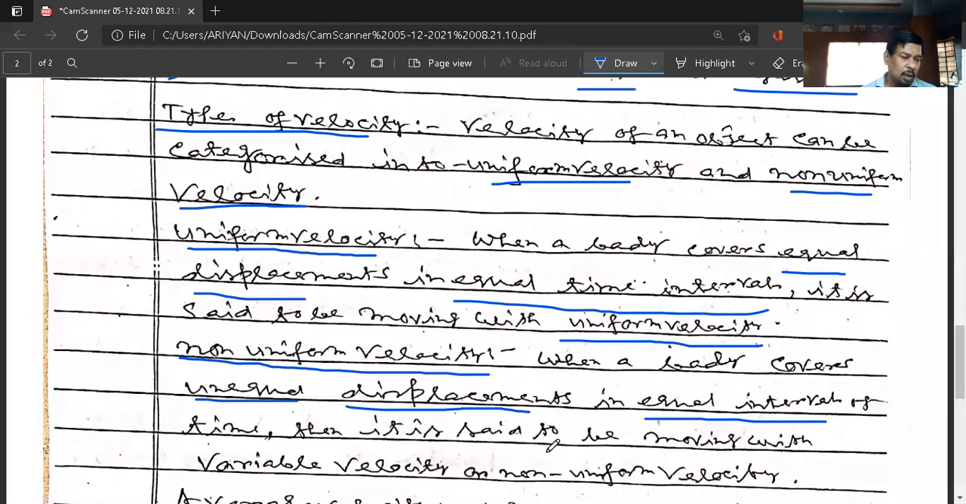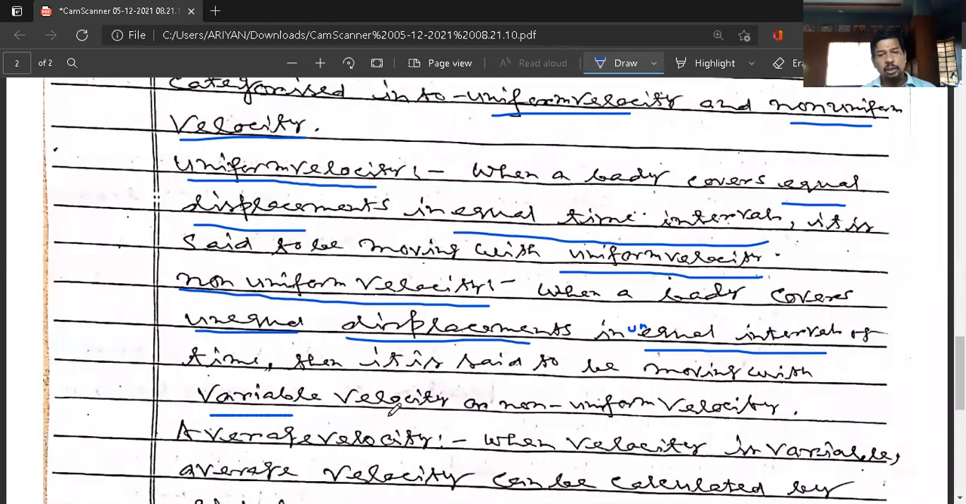Do you understand? Velocity has two categories: uniform velocity and non-uniform velocity. Uniform velocity, when a body covers equal displacement in equal interval of time, it is said to be moving with uniform velocity. Non-uniform velocity, when a body covers unequal displacement in unequal interval of time, is called non-uniform velocity or variable velocity.